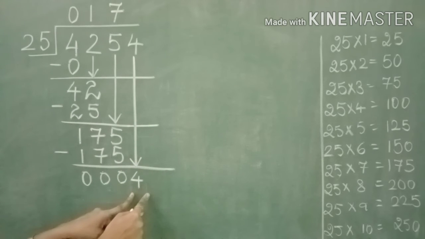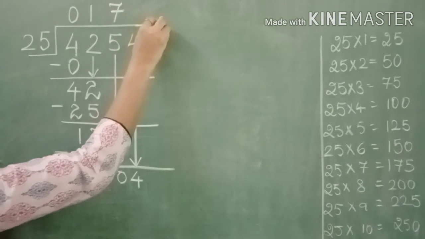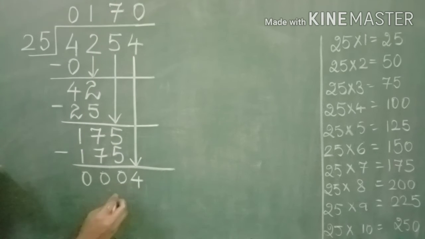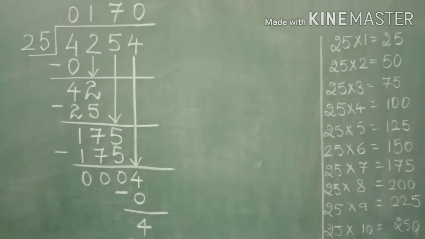4 is a single digit number. So again we have to multiply by 0. For 25, zeros are 0 and we get the final answer, that is 4. You know why this 4? Because we do not have any other number here.